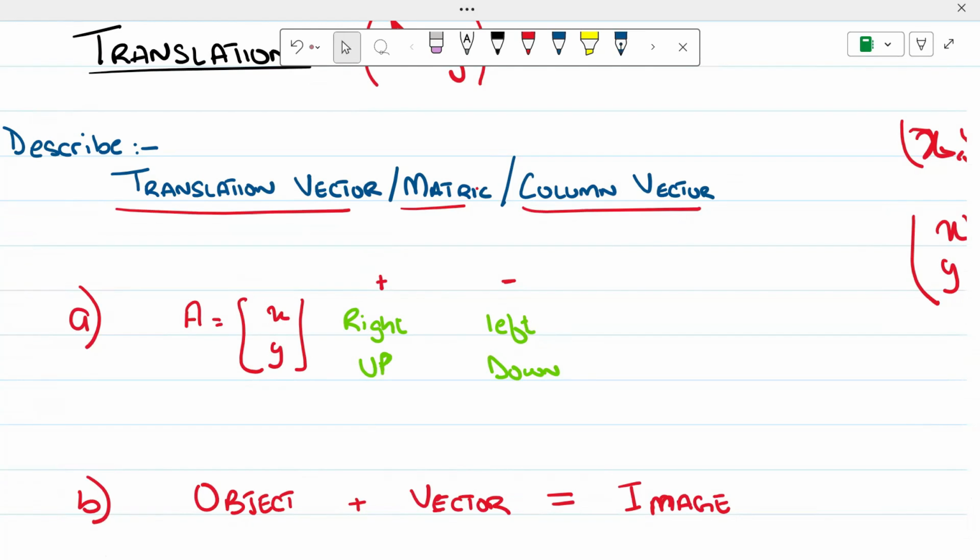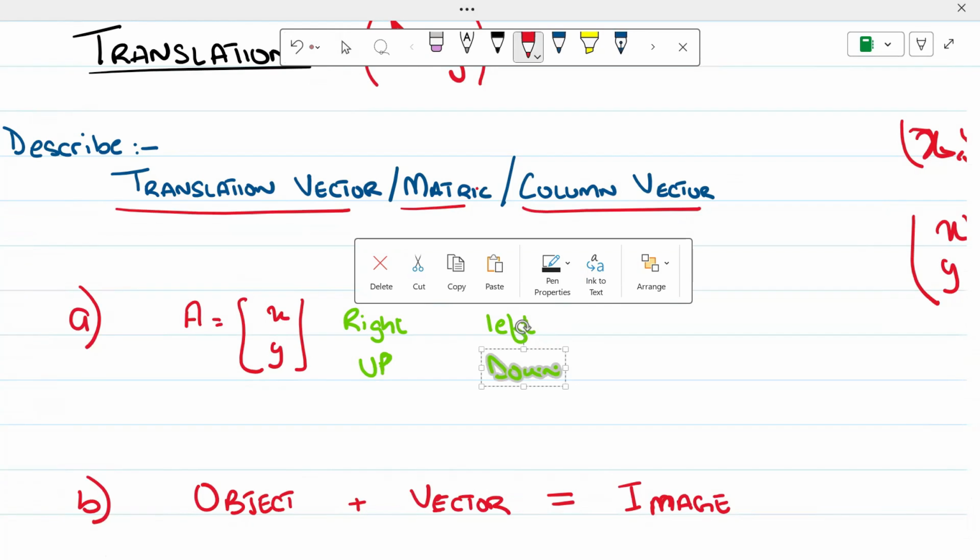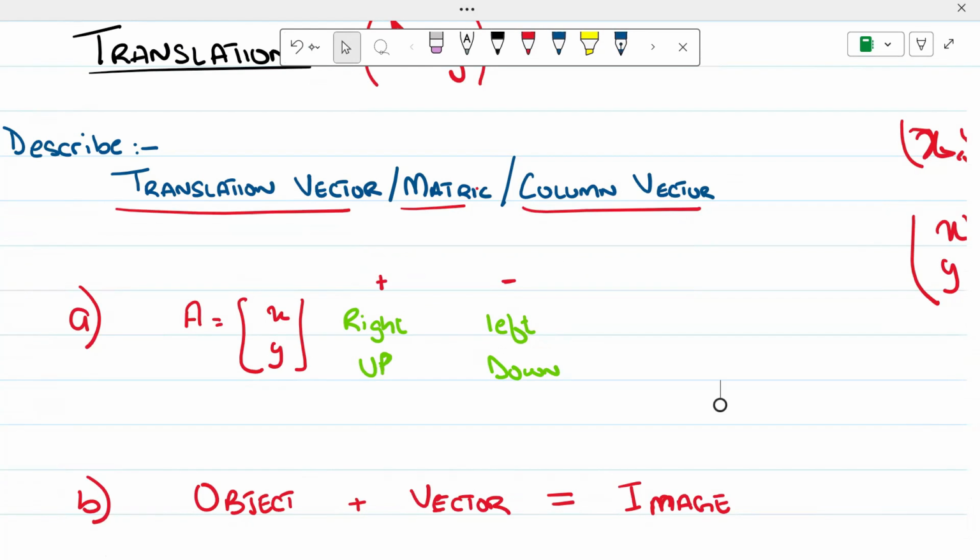For example, we have a translation vector A. This vector A has an x coordinate and a y coordinate. If the x is positive, we will move towards the right side. But if that same x is negative, we will move in the left direction. For example, I have a point over here, let's consider it a simple point, (1, -1).